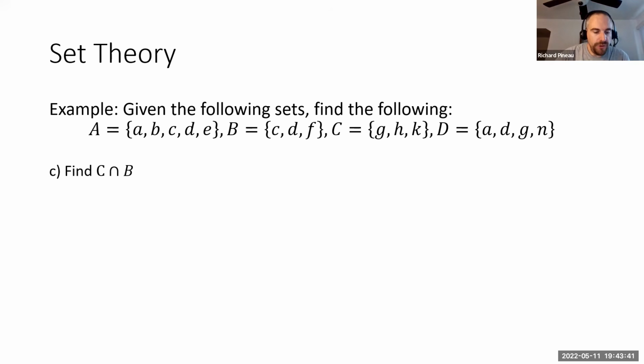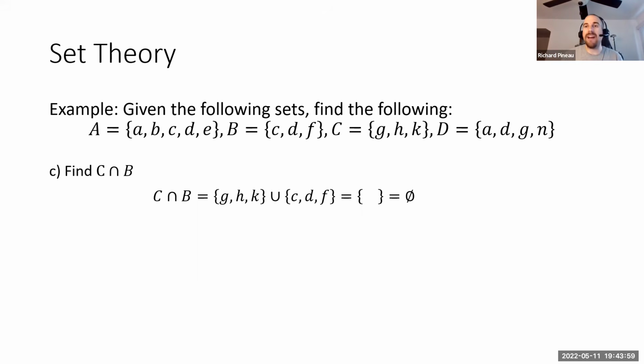Let's suppose we asked you to find C intersect B. What do we notice? Well, C is the set of G, H, K, and whoops, I mixed up my symbols here. That should be an intersection, not a union. Sorry about that. So intersecting with C, D, F, you'll notice that the two sets don't have anything in common, nothing. That's why the set is empty. As a matter of fact, we call it the empty set. These two sets have nothing in common, so the answer is the empty set.